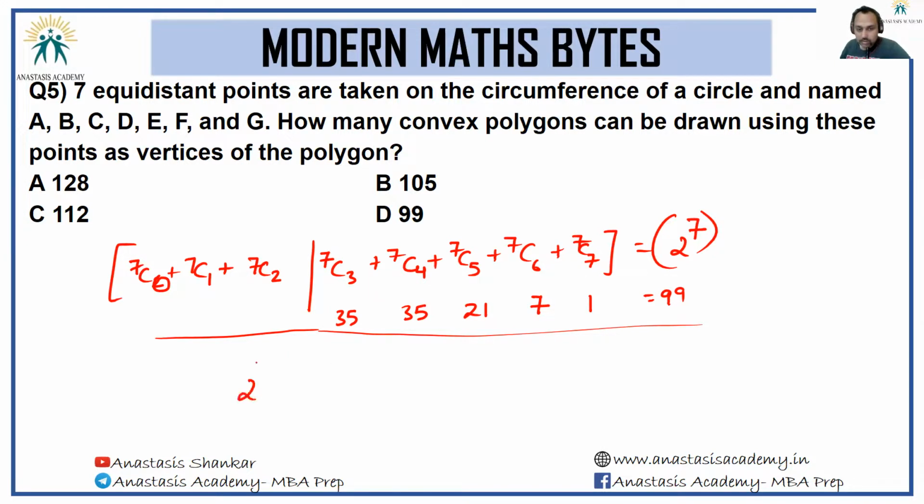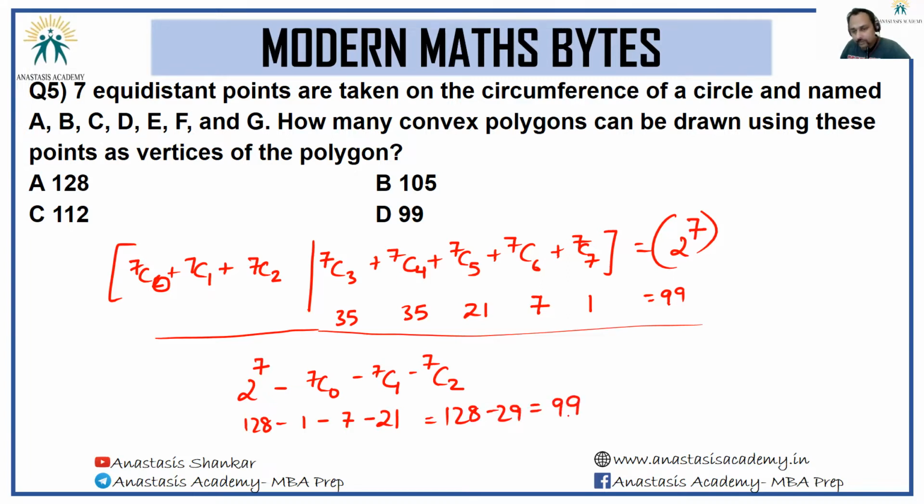So you can also go down this path of 2 raised to the power 7 minus 7C0 minus 7C1 minus 7C2, 128 minus 1 minus 7 minus 21, or 128 minus 29. Again, we will reach the same answer, 99. Option D here.